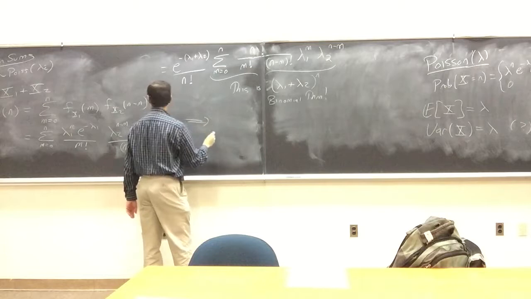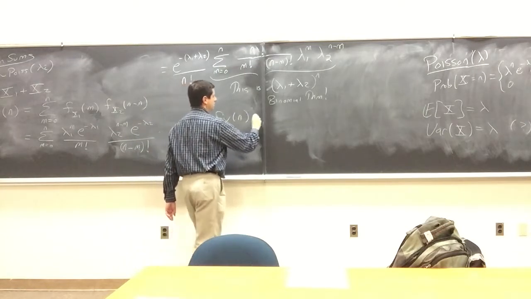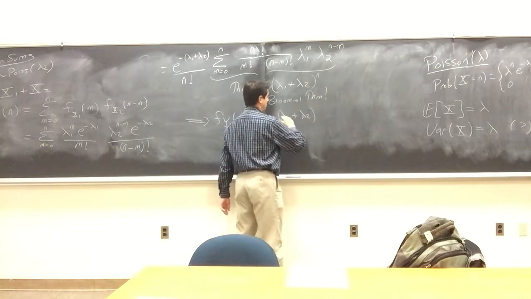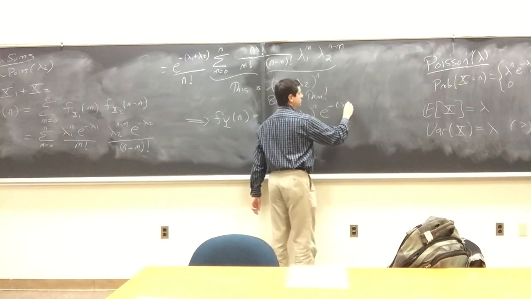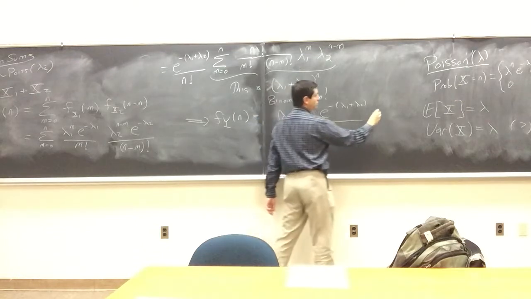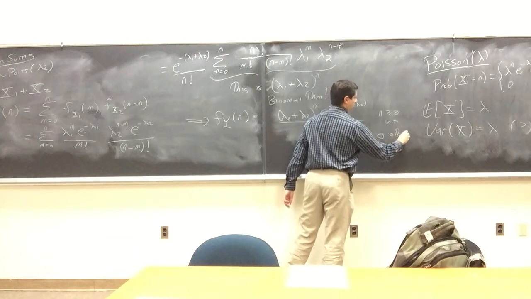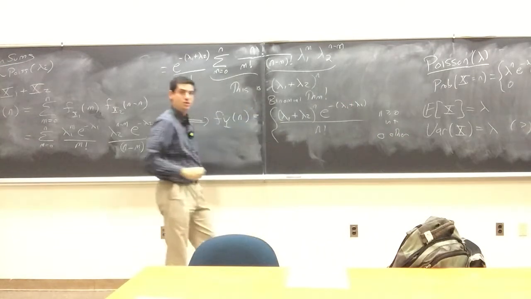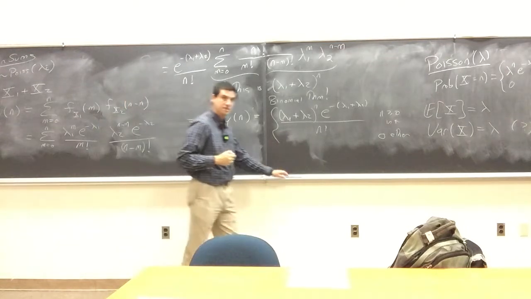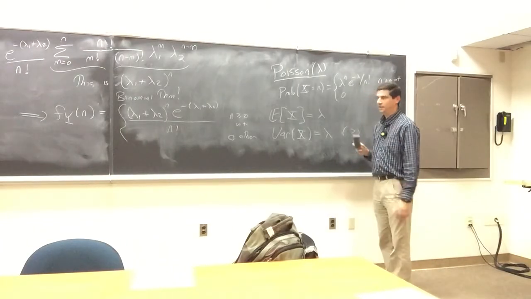So therefore, we get F_Y of n, for your information, is lambda 1 plus lambda 2 to the n e to the negative lambda 1 plus lambda 2 divided by n factorial if n greater than or equal to 0 is an integer and 0 otherwise. And so this proves Poisson plus Poisson is Poisson. So Poisson is another stable distribution. Okay. Any questions on this?